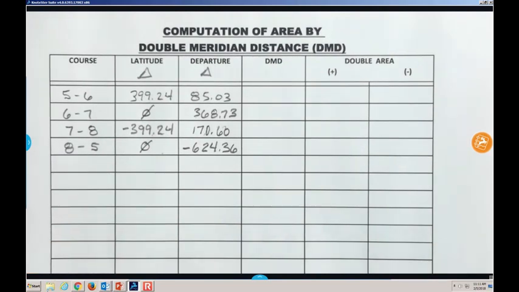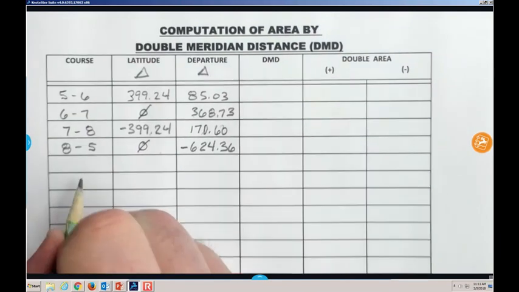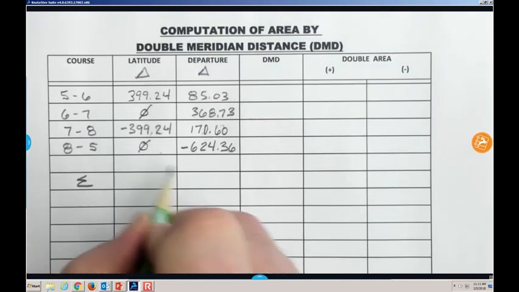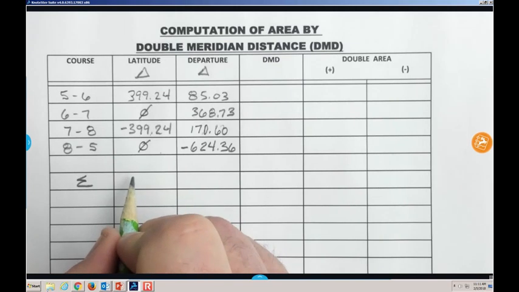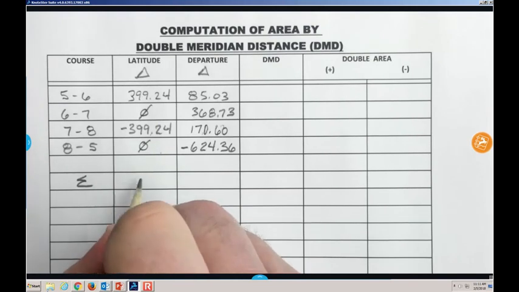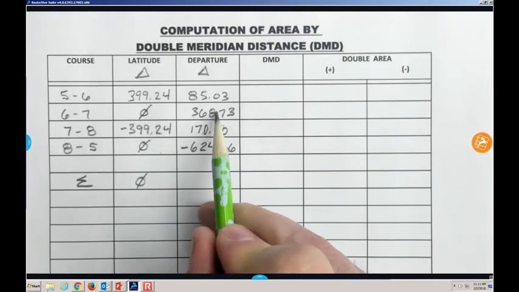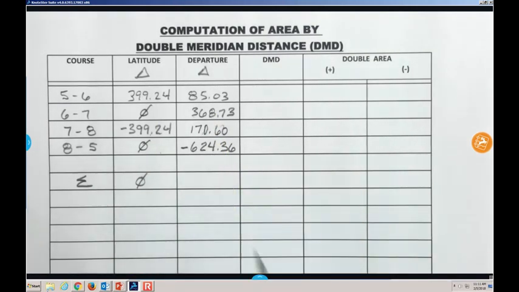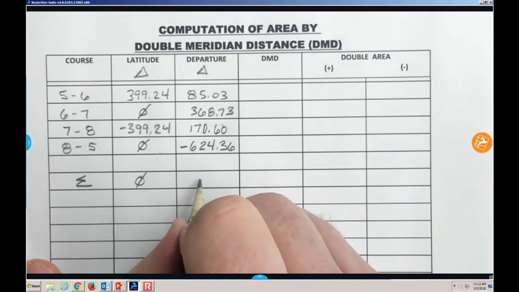So, all right, let's quickly do our check on these columns and make sure we have a closed figure. So we're going to sum these up. Looks like they sum up to 0. That's an easy one. Okay, let's sum these ones up, see what they sum up to be. They sum up to be 0.